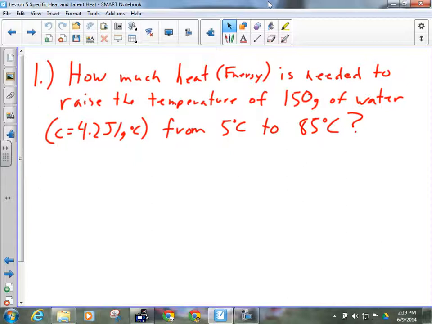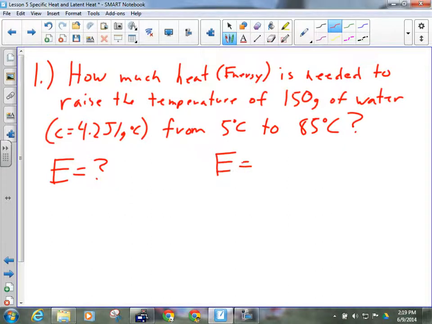All right, so for this one, how much heat? So heat is energy. That means we're looking for E. We don't know what it is. Remember that the formula we use for a specific heat capacity problem is E equals mc delta T, where m stands for mass in grams. C is specific heat capacity in joules per gram degree Celsius. And delta T stands for the change in temperature. And like any other delta we have dealt with in this course, delta means final minus initial.